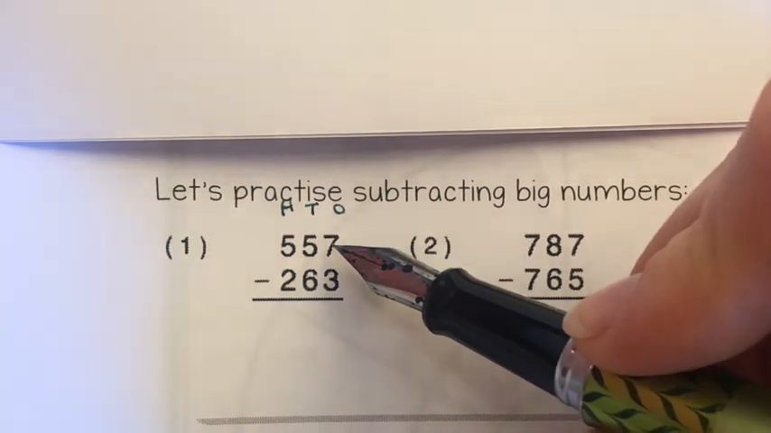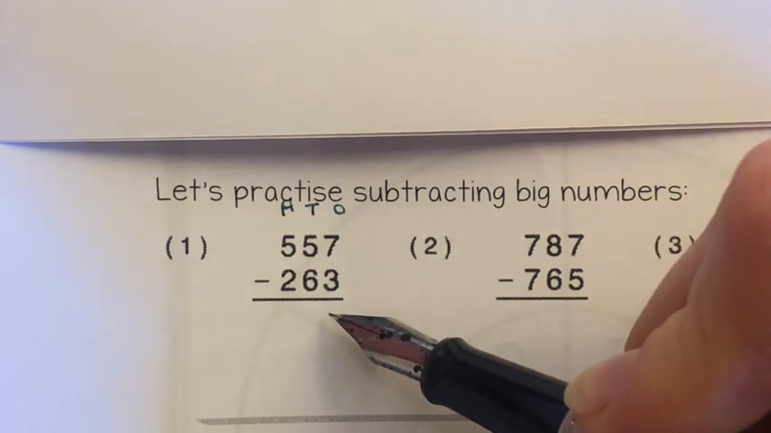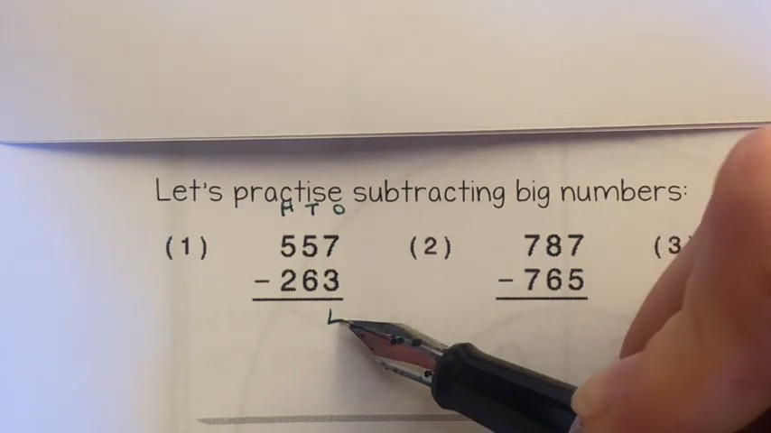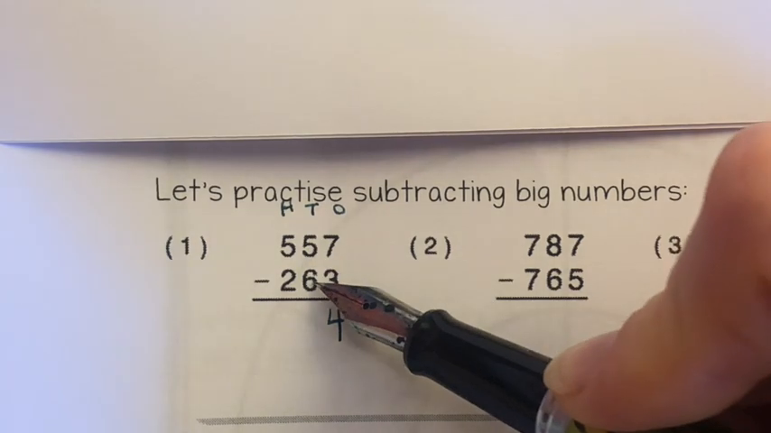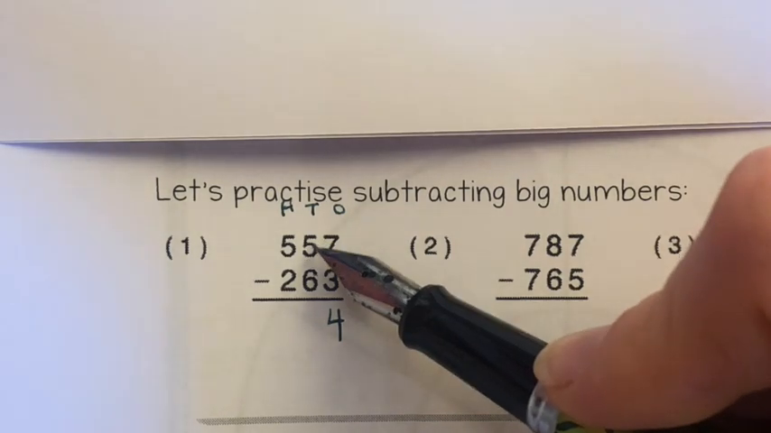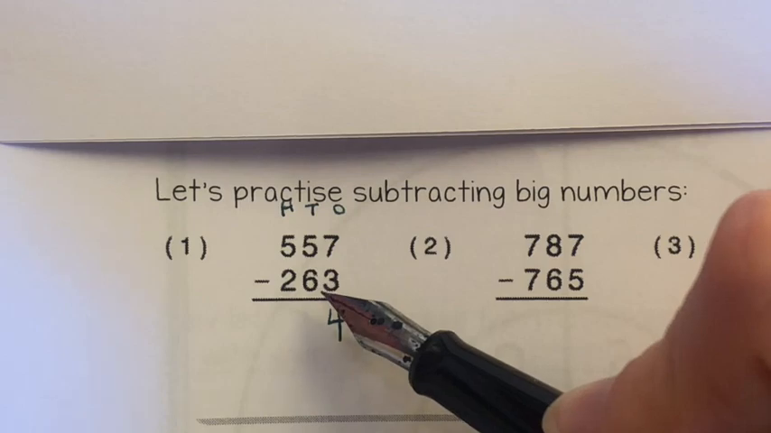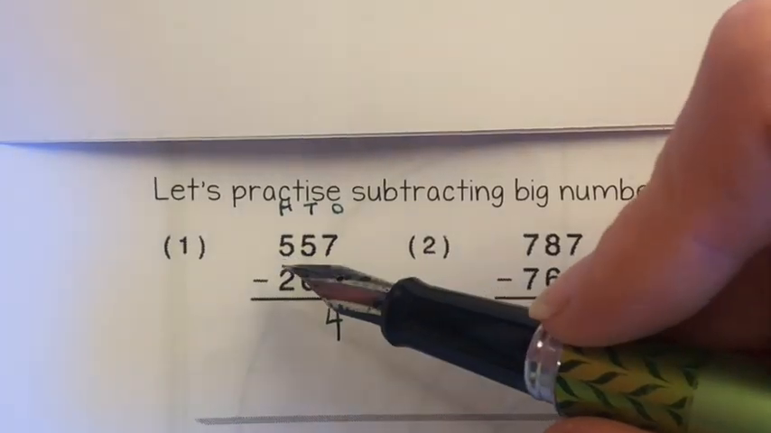So let's try. 7 subtract 3. Well, 7 is bigger than 3, so I can do that without borrowing. 7 subtract 3 is 4. My ones are done. Now I move on to my tens. 5 subtract 6. Now, can I do that? No, I can't, because 5 is smaller than 6. If I take 6 away, I won't have enough to take 6 away. So now I need to borrow from my neighbor.